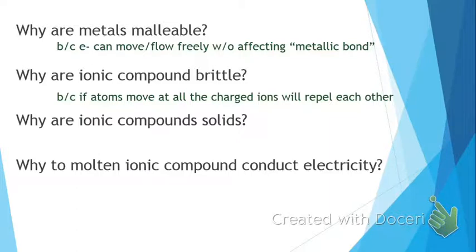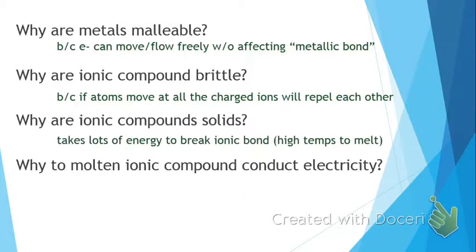And then the energy of having that bond shifted is going to break the rest of that lattice apart. So, if you move those atoms at all, the charged ions repel each other and break the entire lattice apart. And then why are ionic compounds solids? It's because it's a very low, very stable energy state. So it takes a lot of energy to break that ionic bond. So you have to put that energy, that temperature, really, really high in order to cause that state change to occur.